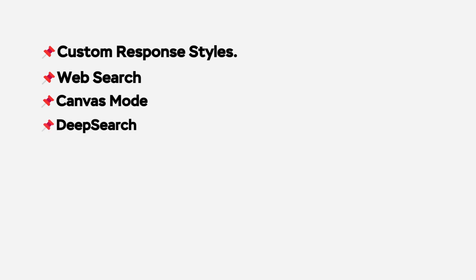6 features. Let's go through them one more time. 1. Custom response styles. Set it up in 3 minutes. Every conversation improves permanently. 2. Web search. 1 toggle. Grok goes from static knowledge to real-time intelligence. 3. Canvas mode. Type it into your prompt. Edit content directly without prompt loops. 4. Deep search. Frame it precisely. Stay in the same chat. Get research that actually holds up.